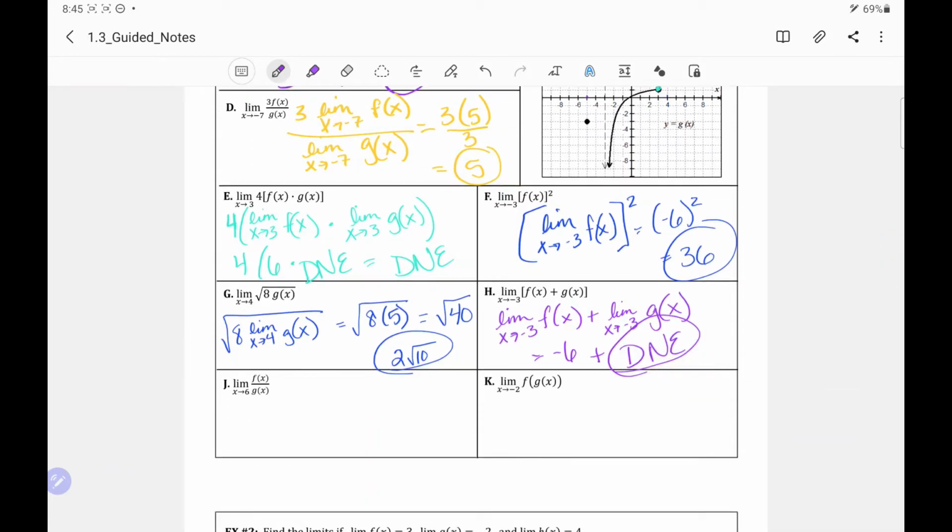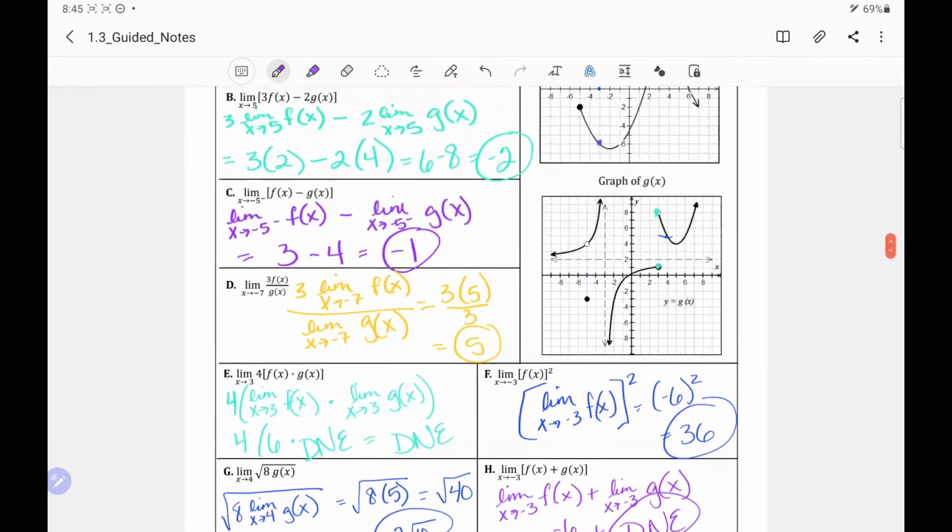So letter J, the limit as x goes to 6 of f of x over g of x. We're just going to separate this out. The limit as x goes to 6 of f of x divided by the limit as x goes to 6 of g of x. And then we work this out.